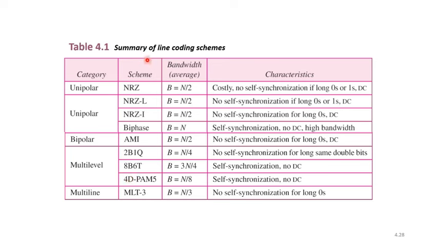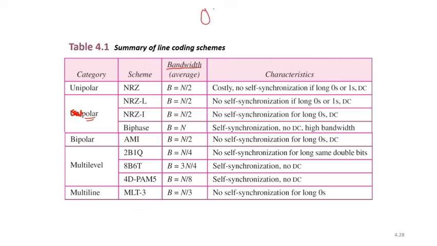So this is the summary of all possible line encoding schemes. So unipolar, this is basically the unipolar NRZ. This is not unipolar, it is polar basically. So this is unipolar, this is polar. In polar, we have NRZ-L and NRZ-I, and then biphase. So what is the average bandwidth that is required for these schemes? If the bandwidth is less, that means it can send a large amount of data through a particular bandwidth.